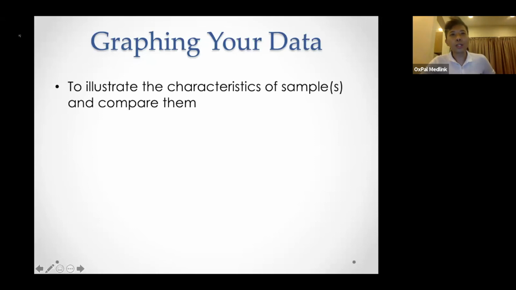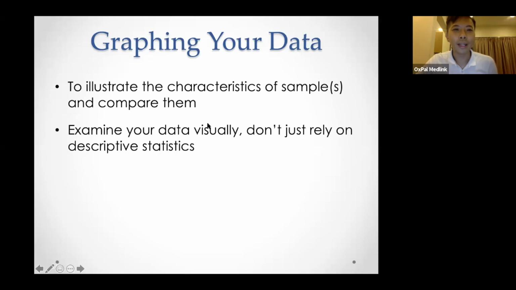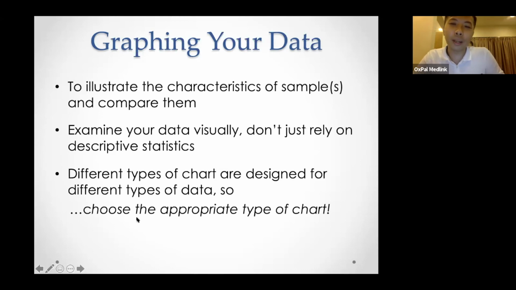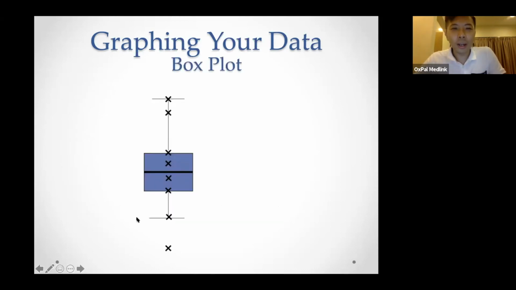So how best to illustrate the characteristic of a response of the sample and compare them? Okay, that is when we graph our data. When we want to show the characteristic of the sample and compare them, we can examine the data visually. Don't just rely on the descriptive stats such as mean, median, and mode, as well as standard deviation, variance, etc. Those are values, but it's better to even visualize them. Different types of charts are designed for different types of data. So let's choose the appropriate type of chart. Let's look at a few of them.